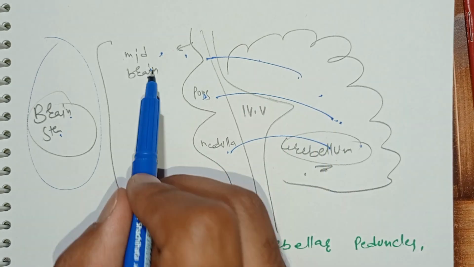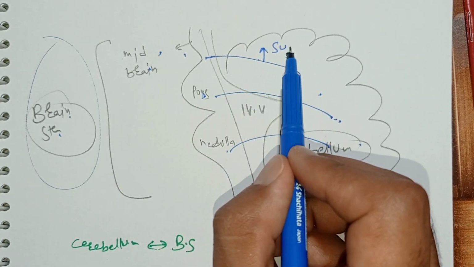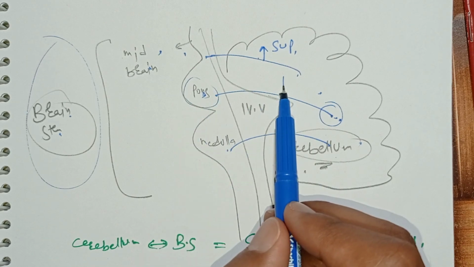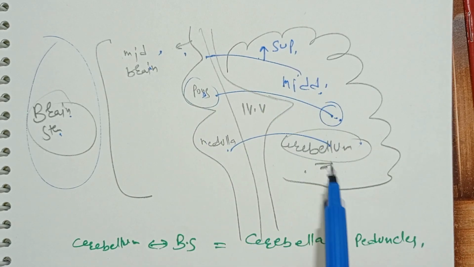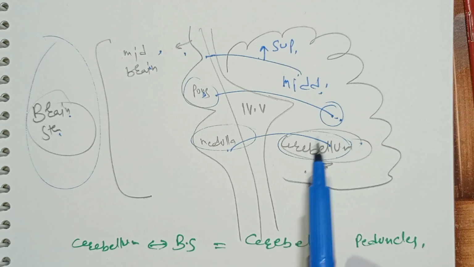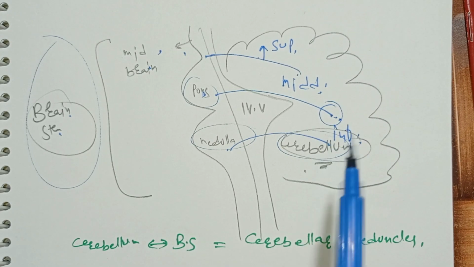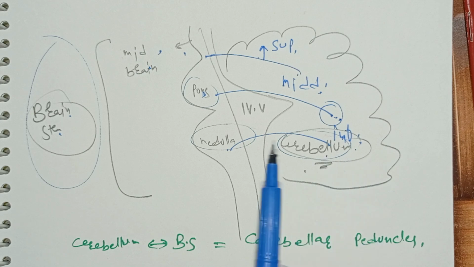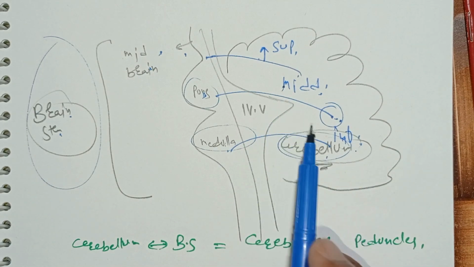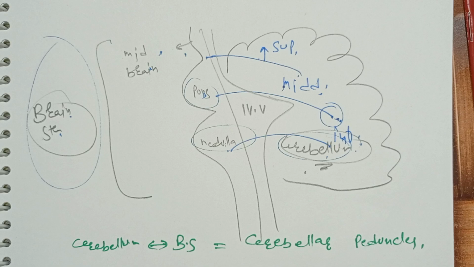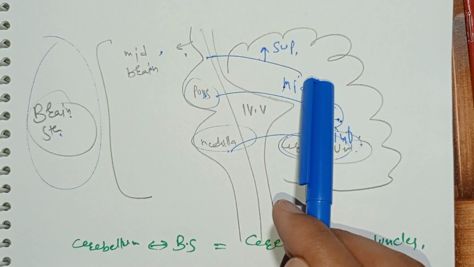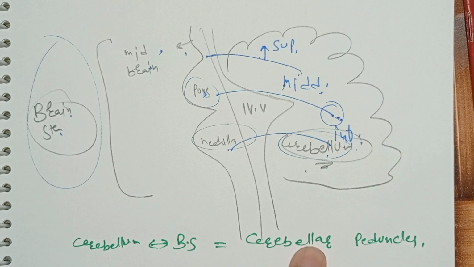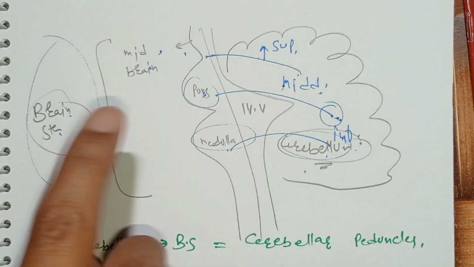The connection between the cerebellum and midbrain is called the superior cerebellar peduncle. The connection between the cerebellum and pons is called the middle cerebellar peduncle, and the connection between the cerebellum and the medulla is called the inferior cerebellar peduncle. In other words, the inferior cerebellar peduncle connects the cerebellum with the medulla, the middle cerebellar peduncle connects it with the pons, and the superior cerebellar peduncle connects it with the midbrain. So the cerebellar peduncles are the connections between the cerebellum and the brainstem.